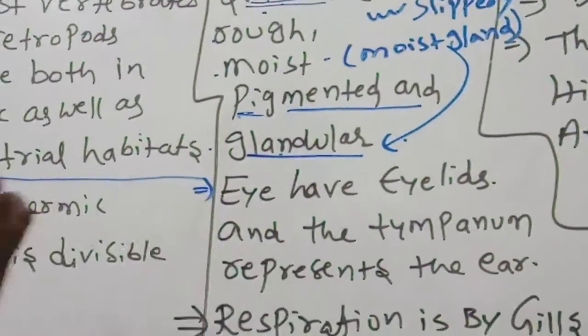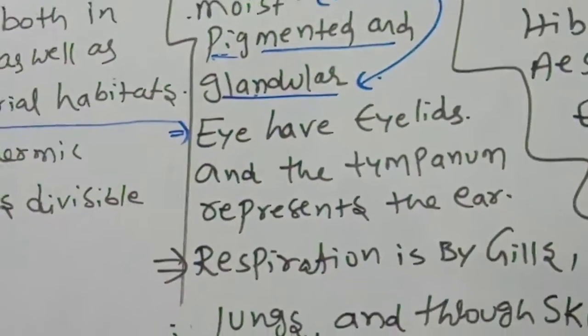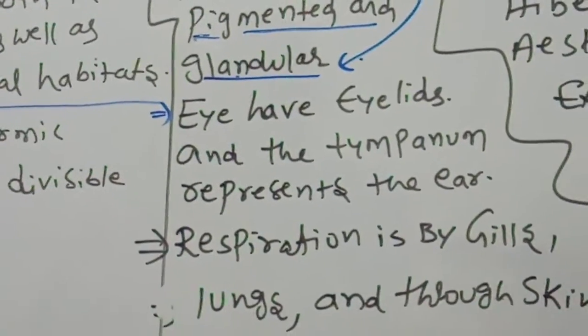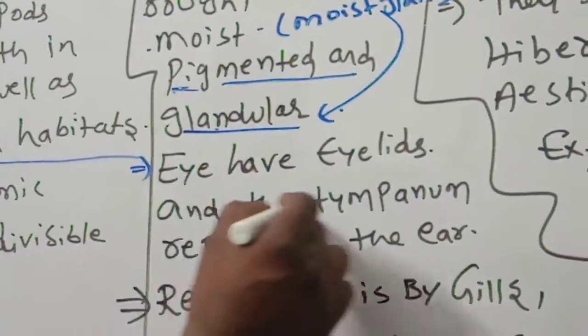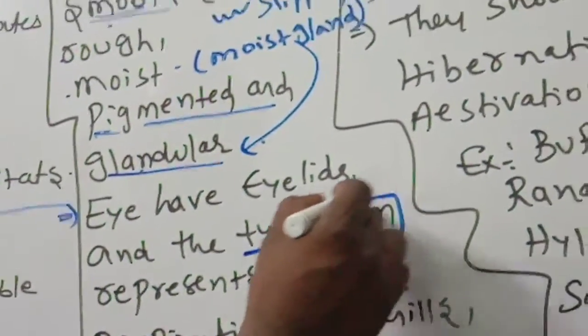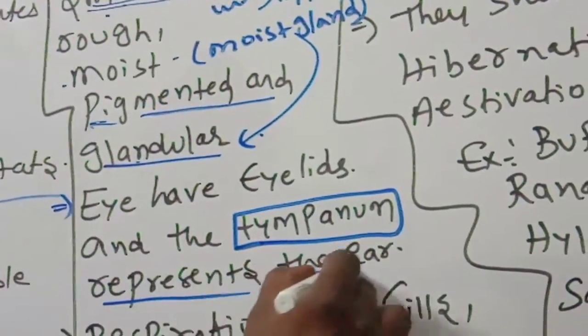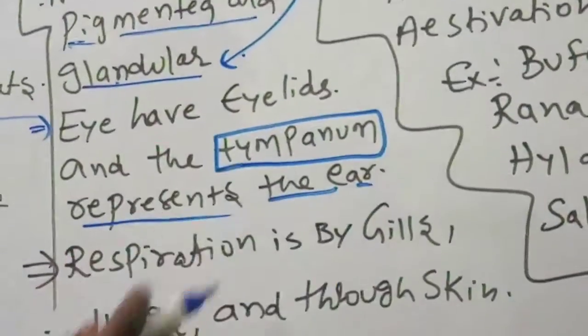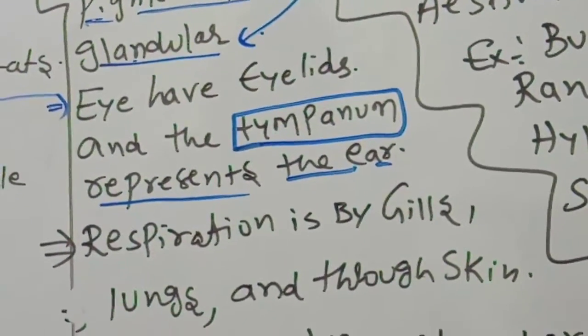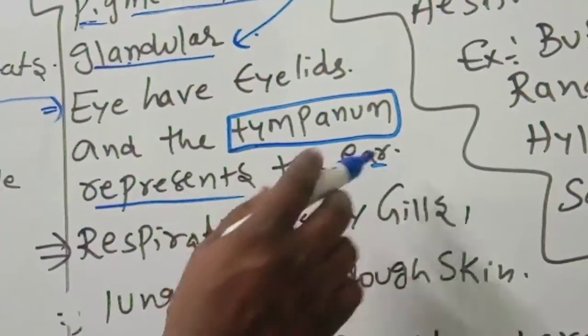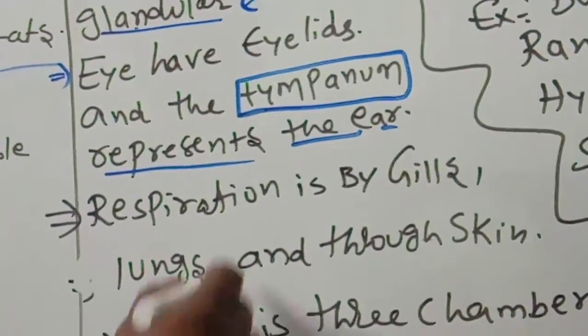Next important point is that they have eyelids. And the tympanum, this is the most important point. Tympanum is present. The tympanum represents the ear. So there is no ear pinna or anything like that. Only the tympanum is present, which is external and represents the ear.